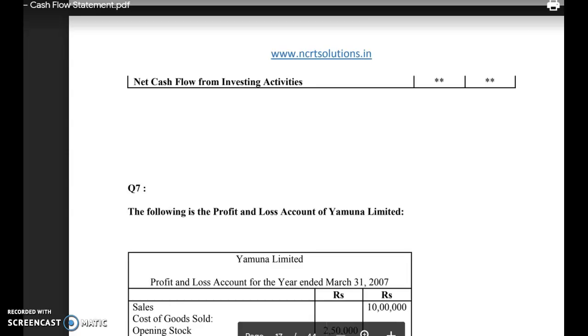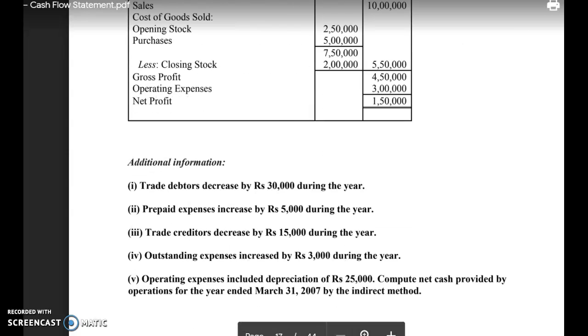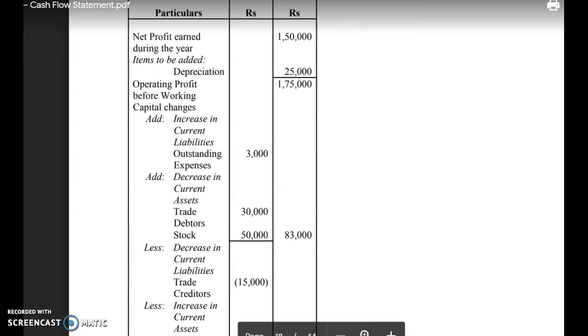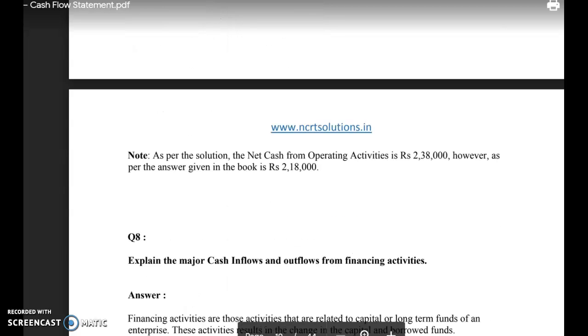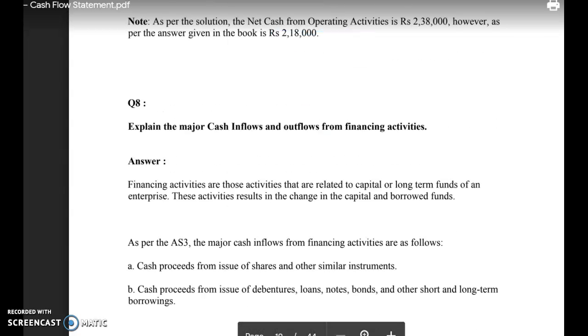I hope you know the meaning of financing activities, as I had shared with you in my first video. Now, financing activities basically means what? Financing activities are those activities that are related to the capital or long-term funds of an enterprise, and these activities result in a change in the capital and the borrowed funds. So inflow and outflow from the various sources of capital is recorded under this heading, that is, cash inflow and outflow from financing activities.